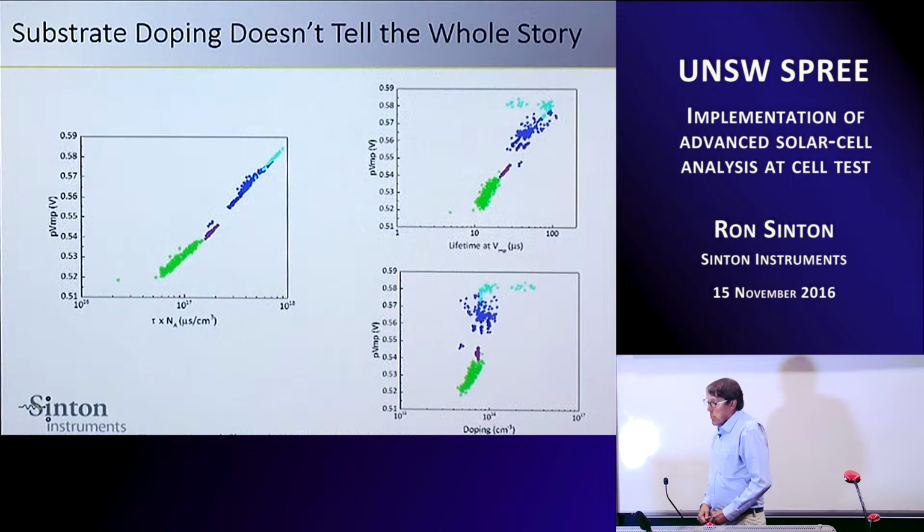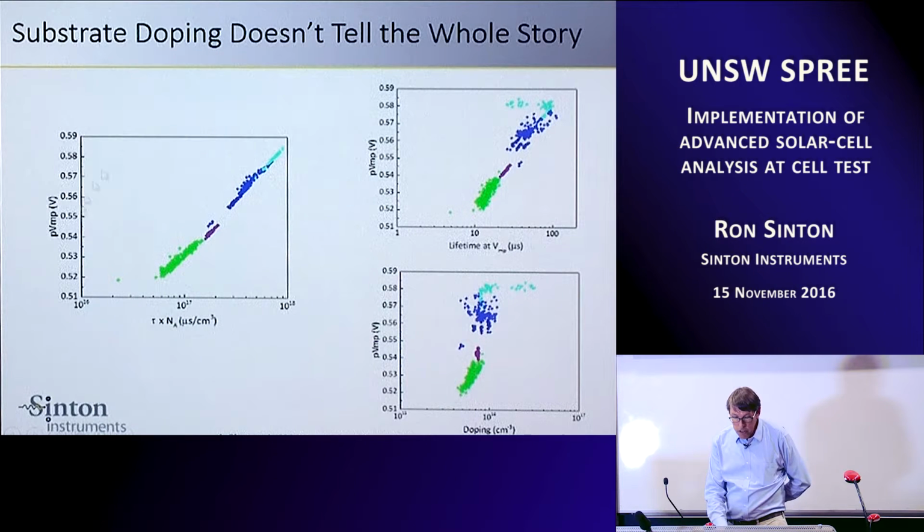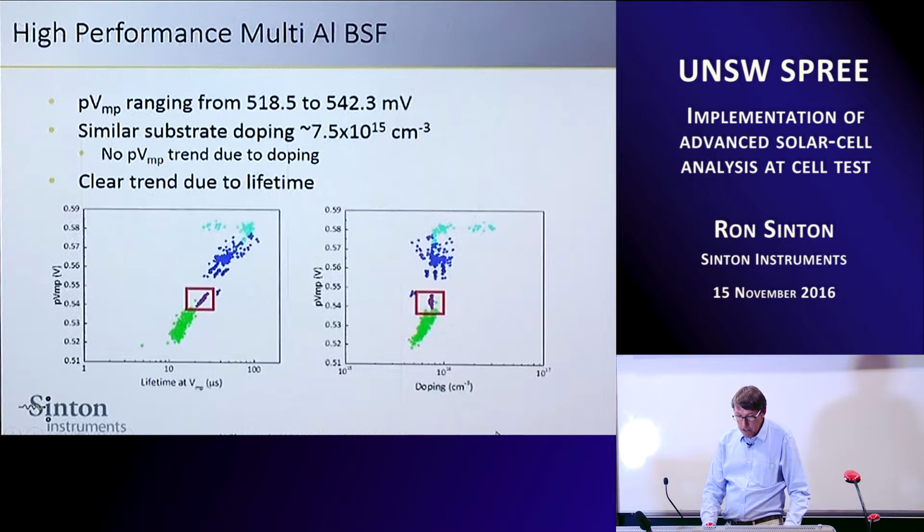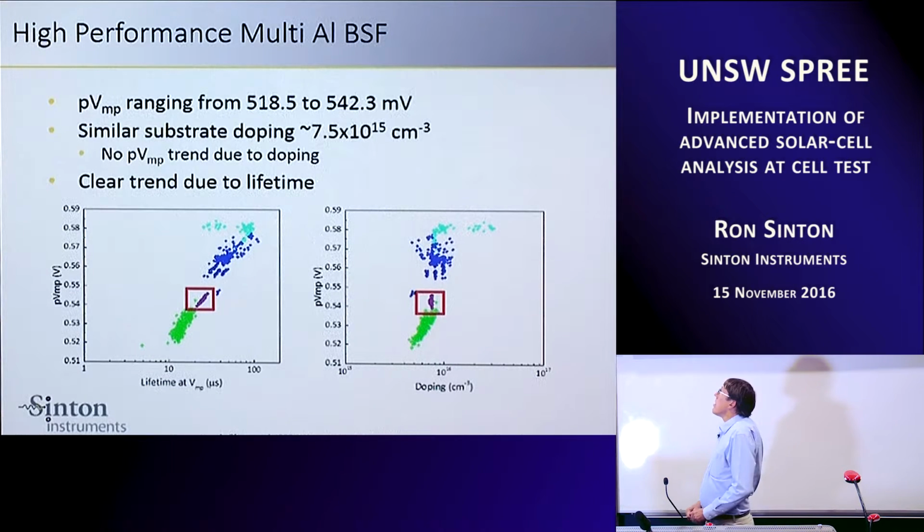And so what you see is that this isn't the whole story. It makes a lot of sense to break it out into lifetime VMP dependence and doping dependence. And so we'll talk about the special cases. First, let's look at the aluminum BSF, the high-performance aluminum BSF. In this case, we had just one doping level, pretty much, and we can see that the entire efficiency dependence is due to lifetime variation.